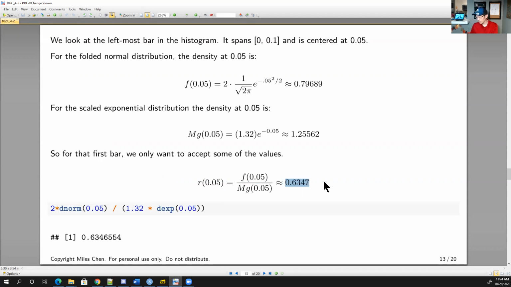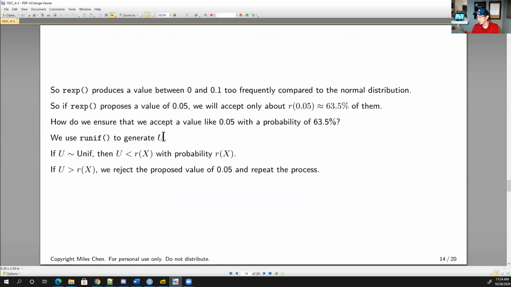All right, so how do we make sure that we only keep around 63.5% of those? The way we do that is we generate random values of u, and u will be less than any value r of x with probability r of x. In our case, we generate a u, and u is less than 0.635 with probability 0.635. That's how the random uniform works: you end up less than some value x with probability x. So if u ends up being less than 0.635, we will accept it.